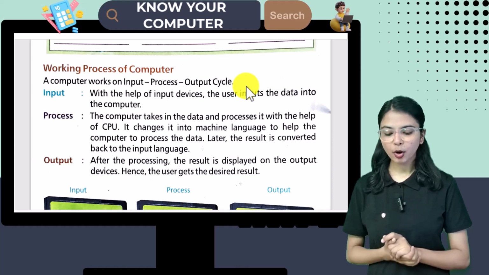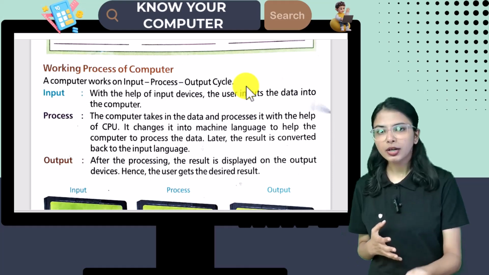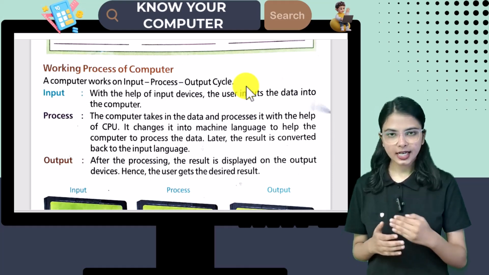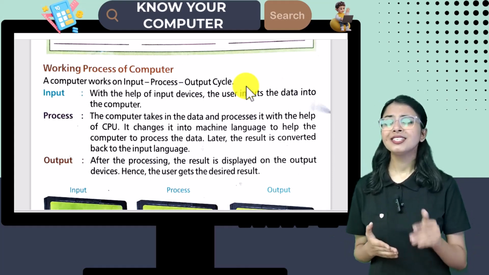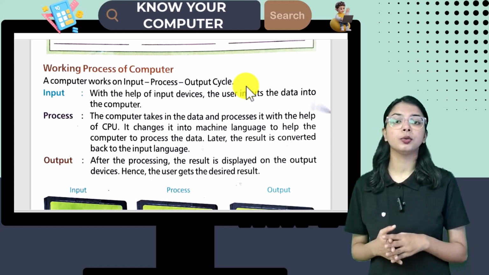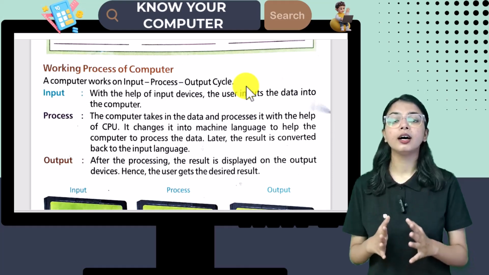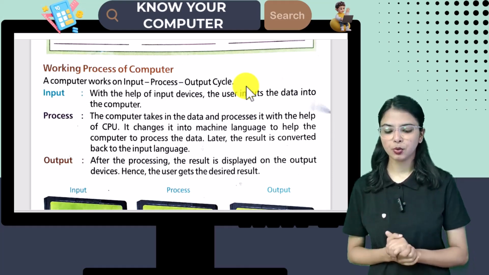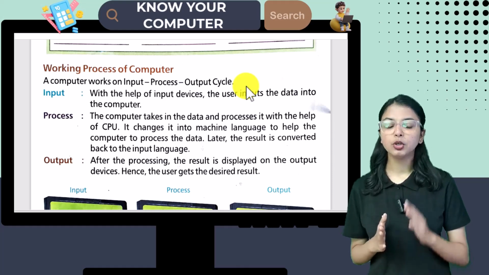And what is the process? A computer takes the data and processes it. Okay, computer data को लेता है जो input किया जाता है और फिर उसे प्रोसेस करता है with the help of CPU. Why CPU? Because CPU is the brain of the computer and it is the central processing unit. Each and every task on the computer is controlled by the CPU. Okay students, it changes it into machine language to help the computer to process the data.